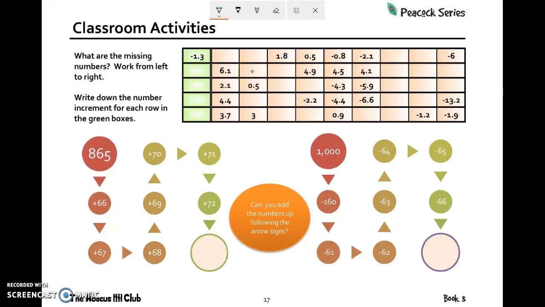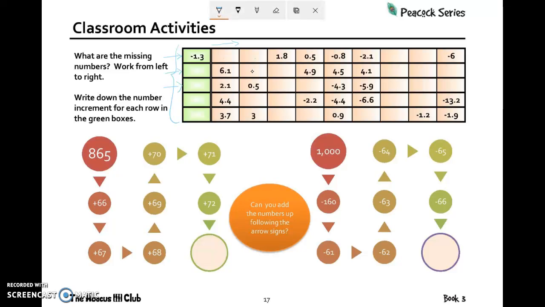In this video, I'm going to show you what to do with page 17 of Peacock Book 3. For example, if you've got classroom activities like this, you need to work out what to fill in each of these. What you need to do is look across the rows, from left to right, for each of the rows here.